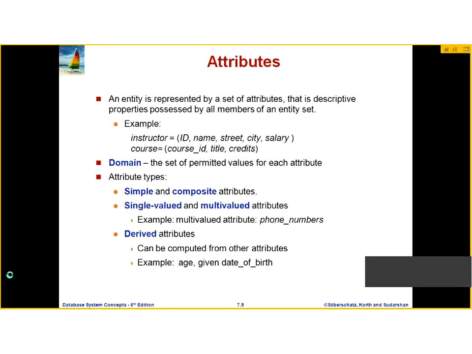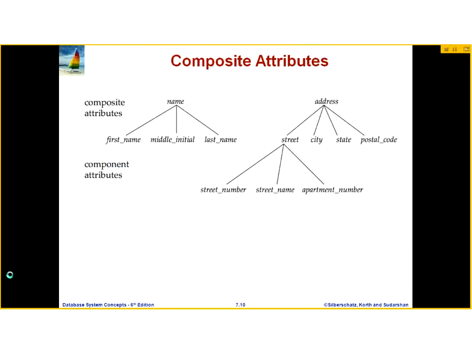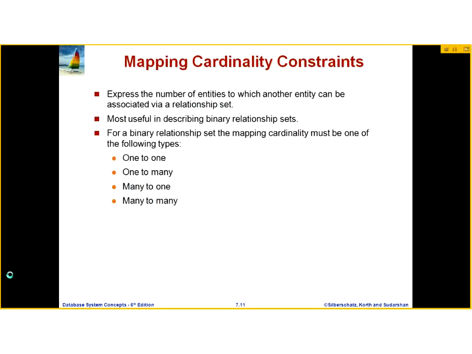The attributes: every entity contains certain attributes. For example, every instructor has an ID, name, street, city, salary, and every course has an ID and title. So these are the attributes of every entity. The attributes can be simple or composite, single-valued or multi-valued. These can be derived or computed attributes as well. Then I told you examples of composite attributes which can be decomposed, like name can be decomposed into first name, middle initial, and last name, and the same is the case for address.